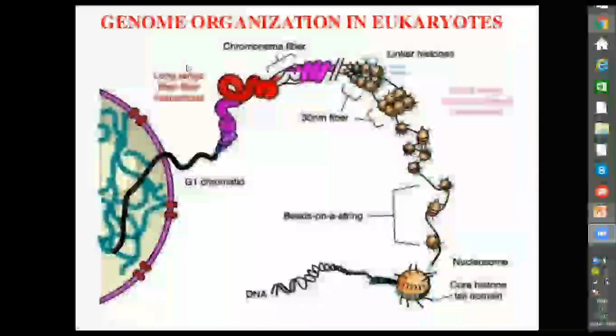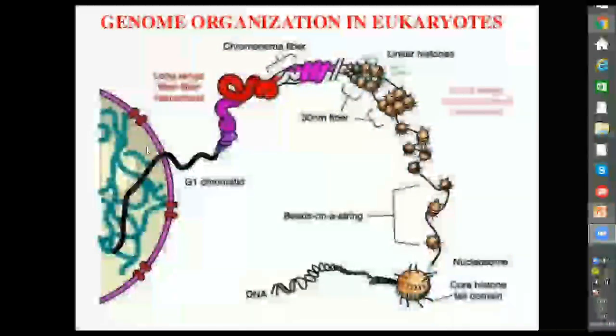Genome organization: how it is there in the cell, how it is organized in human cells. So what are the elements which are present in the genome? So we are discussing now the genome organization. Here, this is the cell. So in the cell, we are having chromosomes.